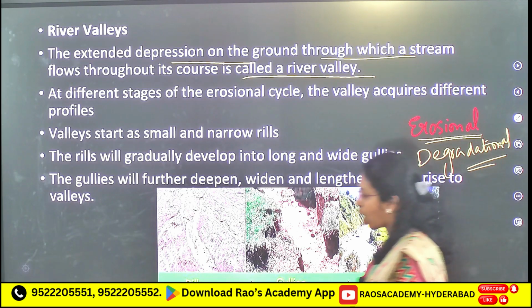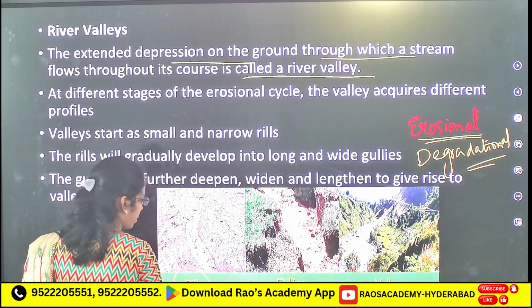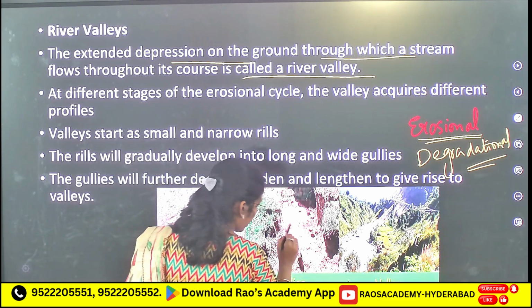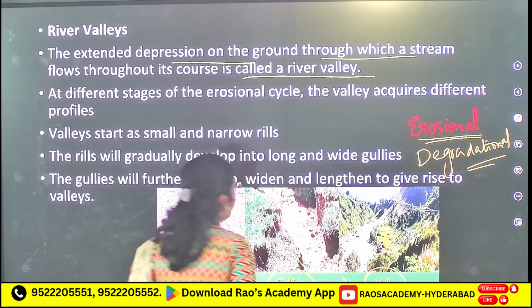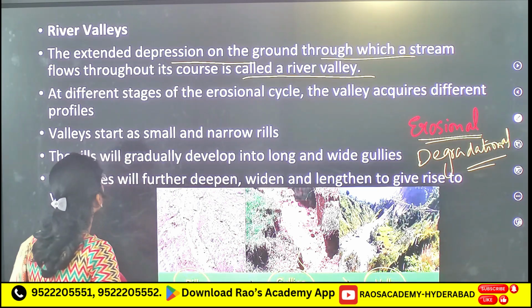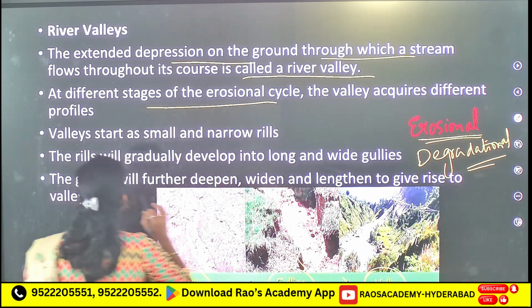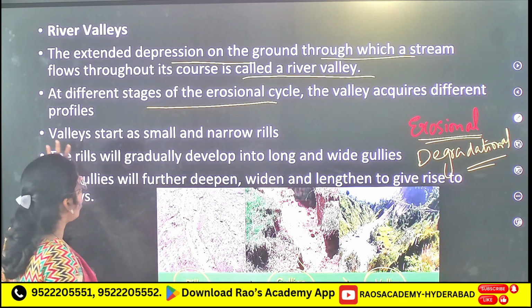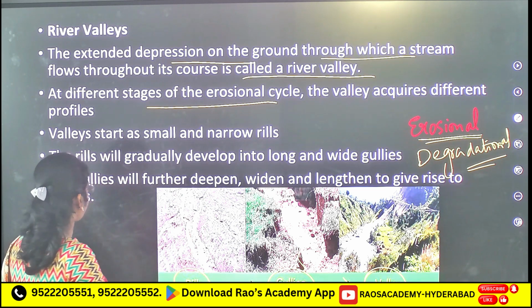First, soil erosion in the form of rills. Next, when these rills deepen, you will see gullies. Now when these gullies deepen, you will see valleys, after a continuous erosional process. At different stages of the erosional cycle, the valley acquires different profiles. Now you have different types of valleys also.